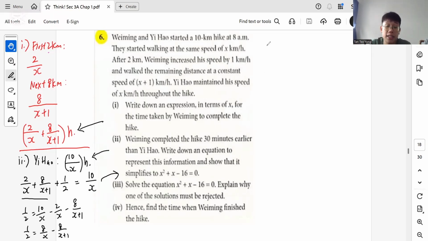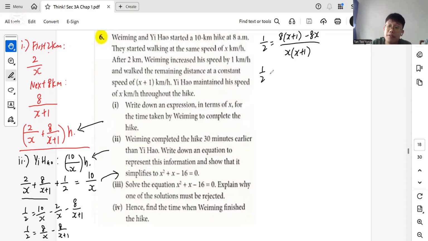Okay, so make the denominator the same. So half equals to 8 bracket x plus 1 minus 8x over x bracket x plus 1. So what I did was I times x plus 1 to the numerator and the denominator. Then I times x to the numerator and the denominator. Then I combine them together. So that's why I combine them straight away.